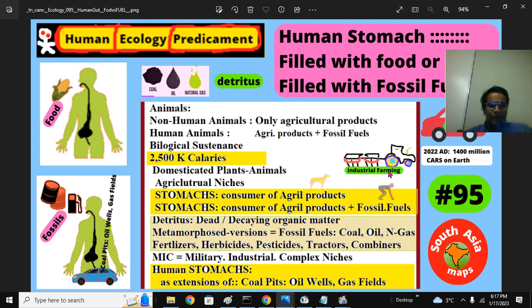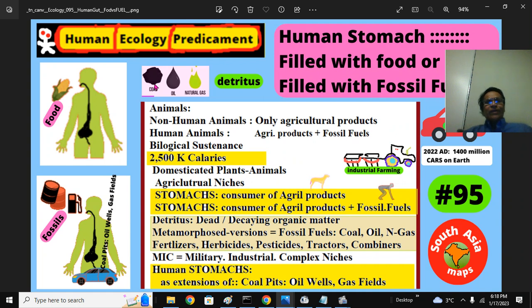This icon represents industrial farming, and this is the fossil fuel base. Detritus is essentially organic matter, dead organic matter, decaying organic matter. If you cut a tree and leave it, afterwards it starts decaying, that is detritus. Any dead organism, plant or animal, is a detritus. And millions of years back, there used to be microorganisms in the trees. They died and they are buried under the soil.